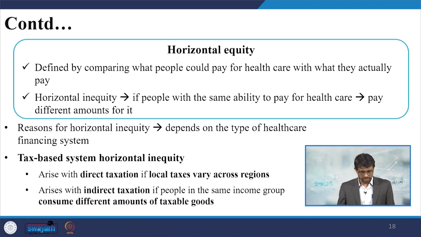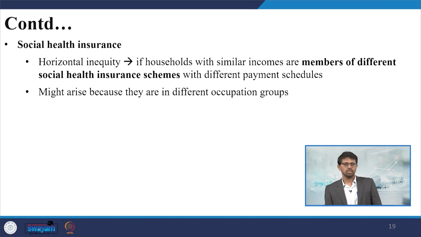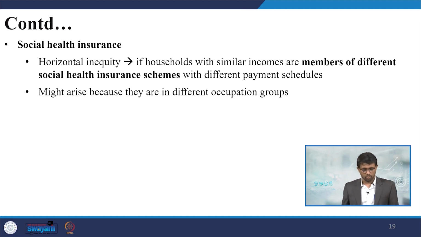The reason for this depends upon the financing structure, for which we already cited the case of different countries. Maybe it is due to the direct taxation structure, which varies from state to state or region to region, and this also arises due to the indirect tax structure, if people in the same income group consume different amounts of taxable goods. Hence, the social health insurance structure is also very important.